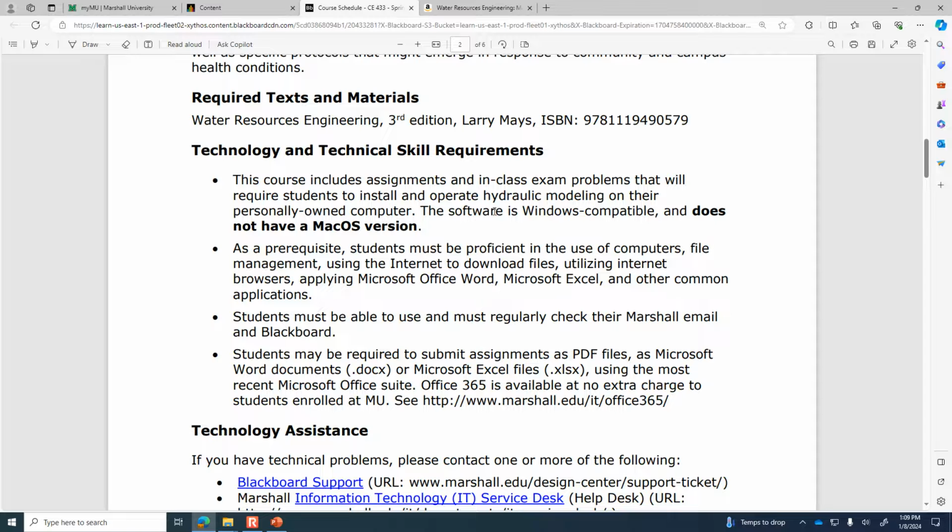I've already mentioned the issue with there being no Mac version of WMS or HY8, so you'll need to have access to a Windows compatible laptop during the classes. That's because we're going to do some in-class activities together where you'll need to have the computer here in the classroom, and also in the exams I'll give you some problems that you'll solve using the computer.